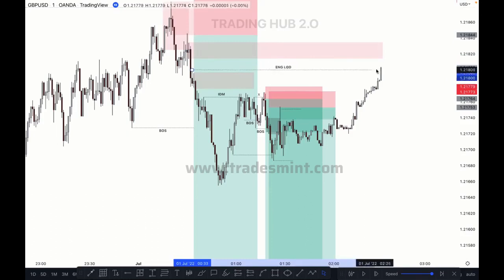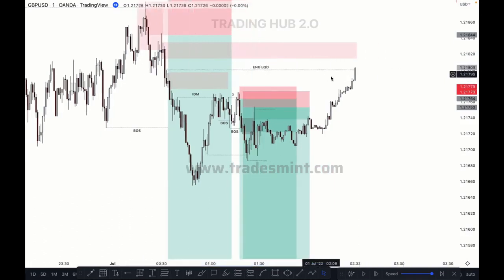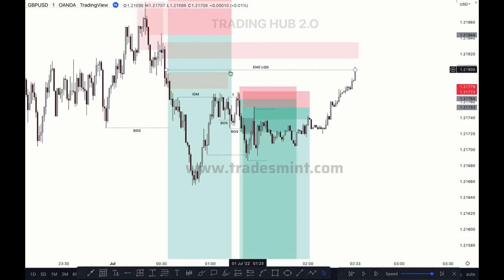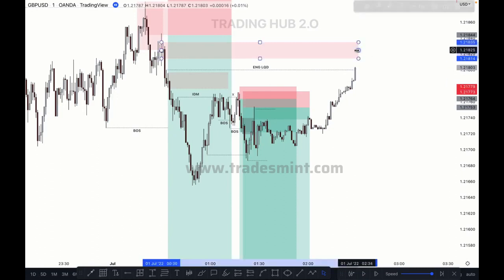Okay, after taking out this engineering liquidity. Okay, the market has already taken out this engineering liquidity, but there is no guarantee it will mitigate this order block. As I told you in a previous entry type 2, the market may take out this high and close above it, and then you can apply the same rule, entry type 2. Okay, if the market sweeps this high, then you have to apply entry type 3. Okay, if the market mitigates this order block, then you have to apply entry type 1. Okay, let's see what will happen after this.